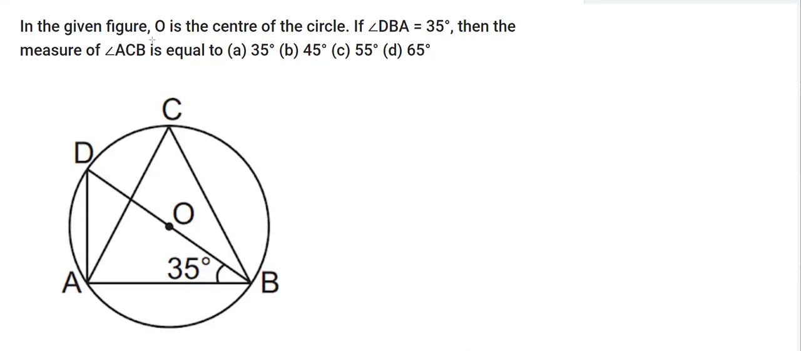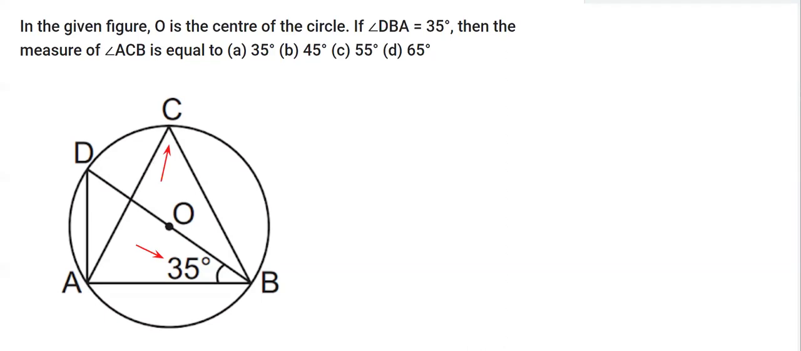Here in this question, it says O is the center, and that means BD will be the diameter. We know the measurement of one angle: angle ABD is given as 35 degrees, and we have to find the measurement of angle ACB. This is what we are required to find out.